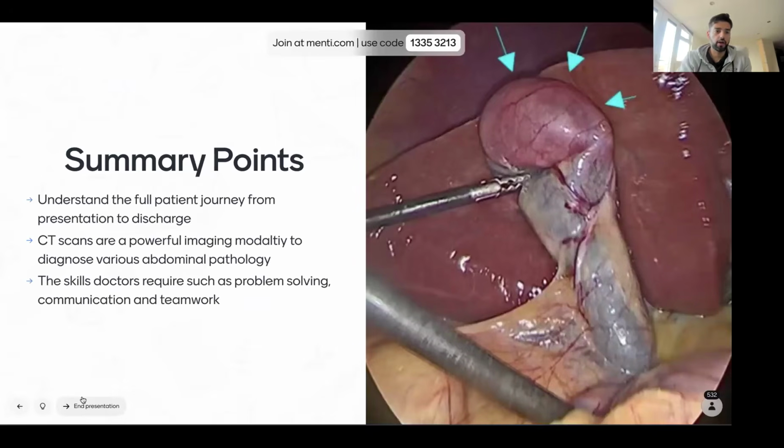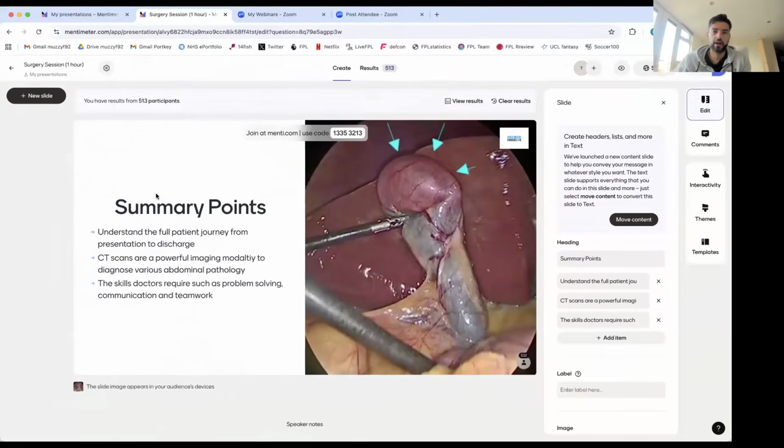Good. So hopefully that was interesting. We covered quite a lot of ground there. We looked at a bit of history, and how we would assess a patient coming into A&E with tummy pain. We looked at some different types of scan. We looked at some anatomy, especially around the gallbladder and the bowel, and we looked at a bit of surgery as well and what that would look like.